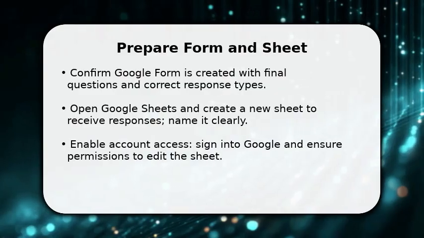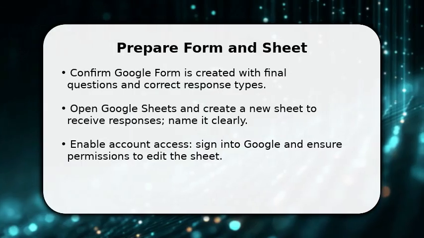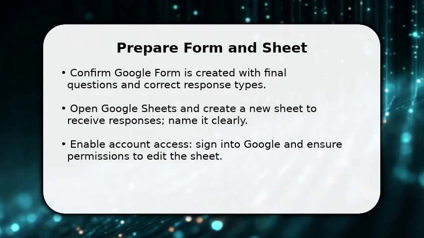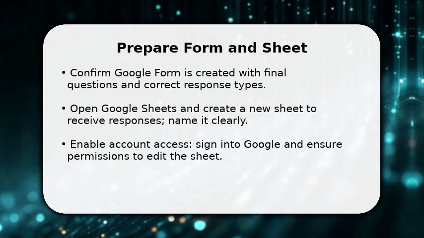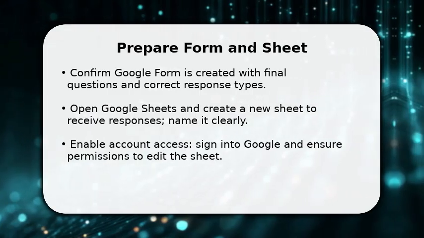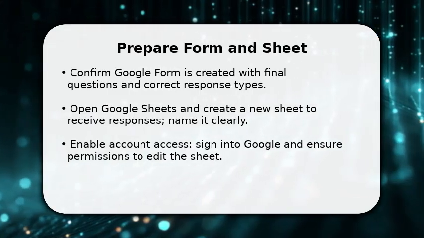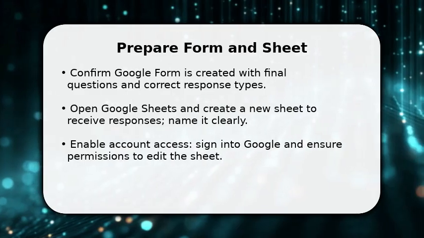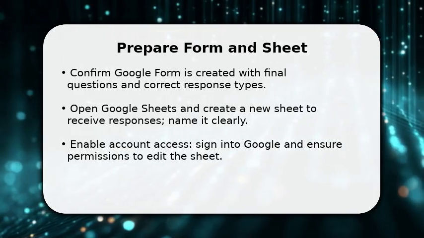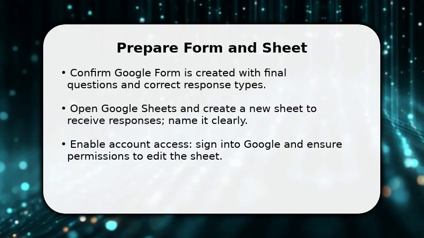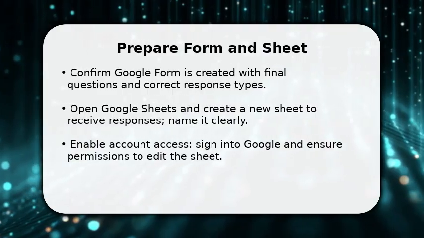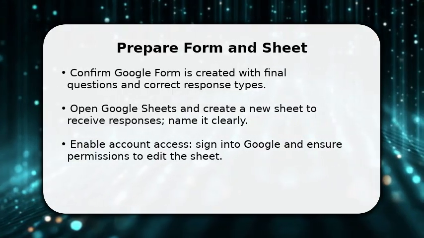You'll start by linking the form to a destination sheet so responses land where you need them. Open your Google form, then click Responses and hit the green Sheets icon to create or select a spreadsheet. Choose Create a new spreadsheet or select Existing to place the responses. Once done, make sure the sheet's name and tab are obvious for later reference.